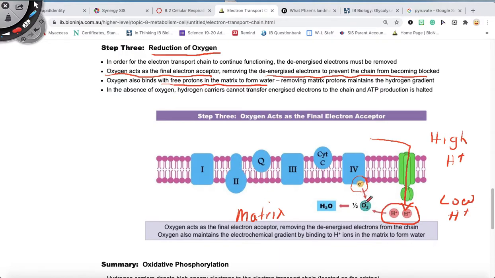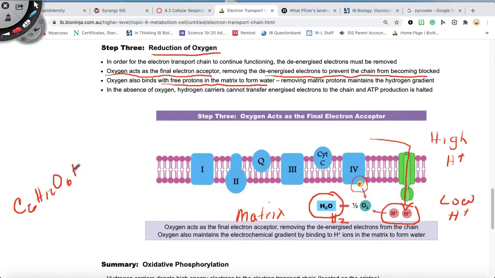So hydrogens need to be removed, and electrons need to be removed. And the way to remove them is pretty simple. If you take two hydrogen ions and couple them with two electrons, you get two hydrogen atoms. If you take those two hydrogen atoms and bond them with oxygen, you get water. So one way to remove the electrons and the hydrogens is to form water. And that's why water is a byproduct of the electron transfer chain. So here we see it, guys.